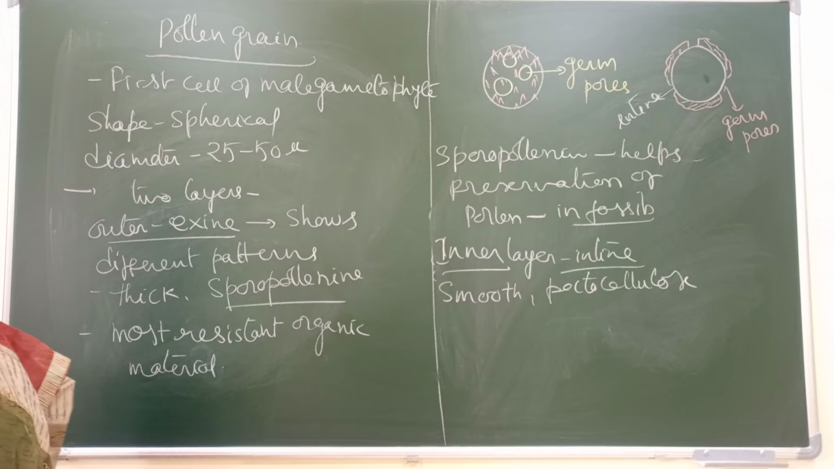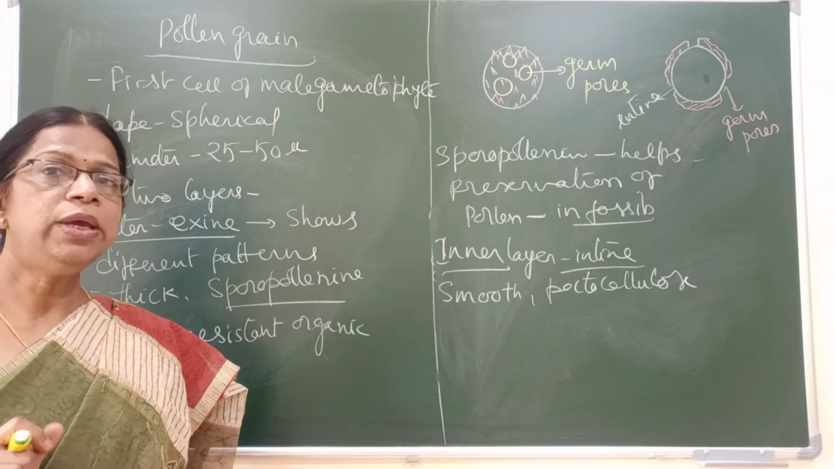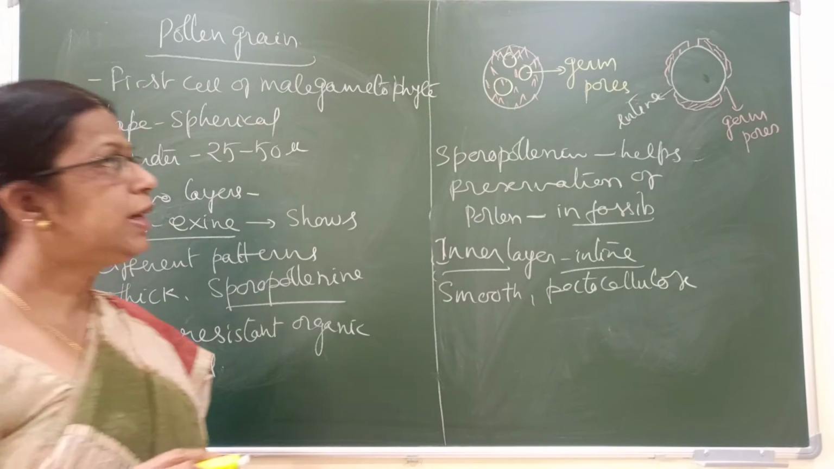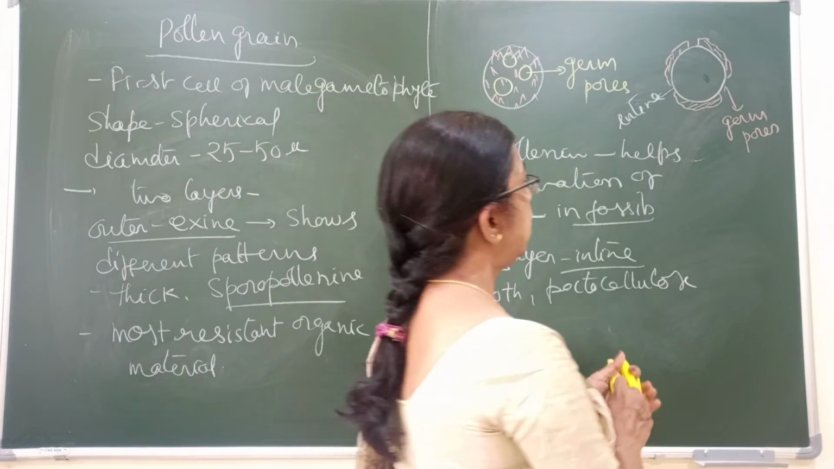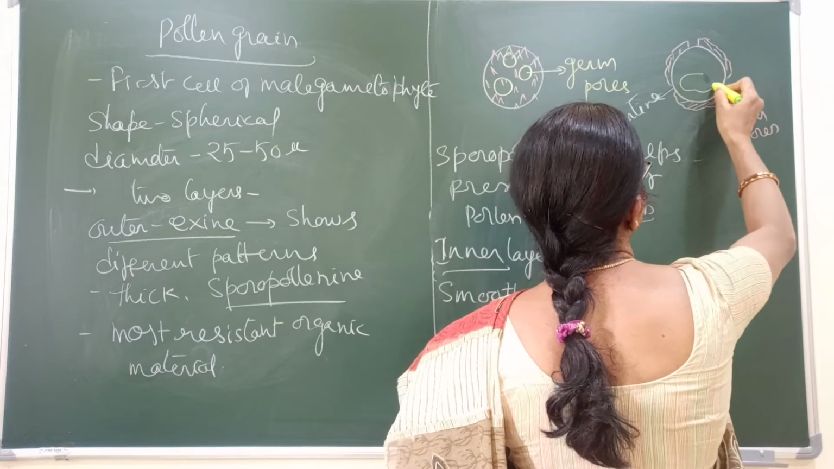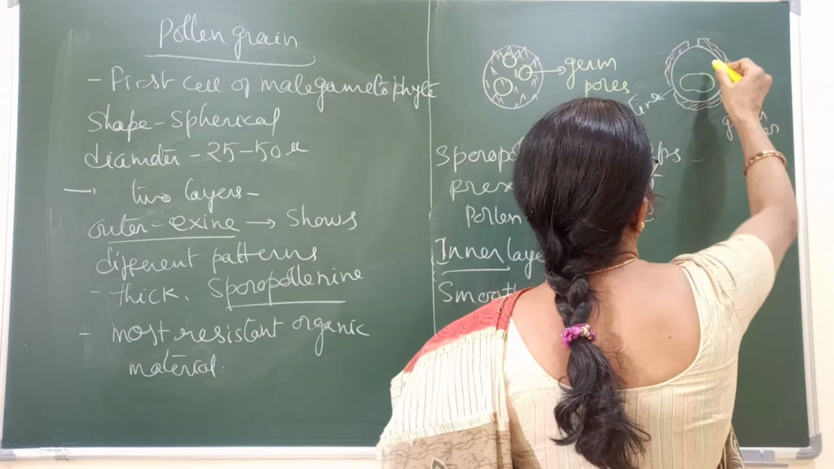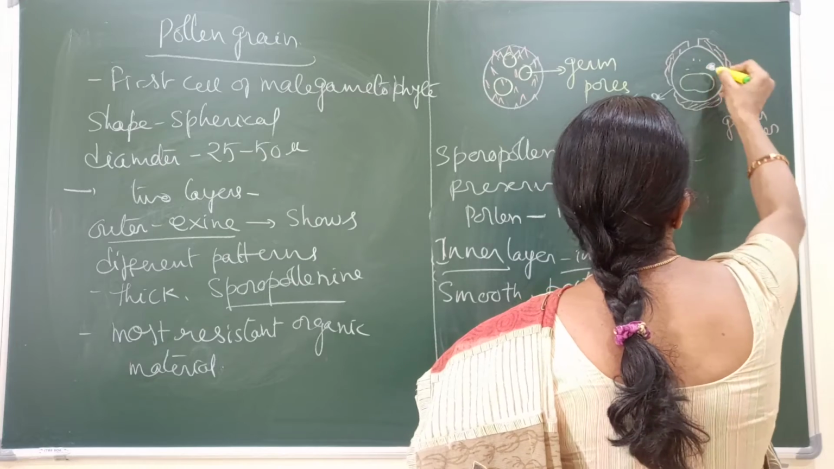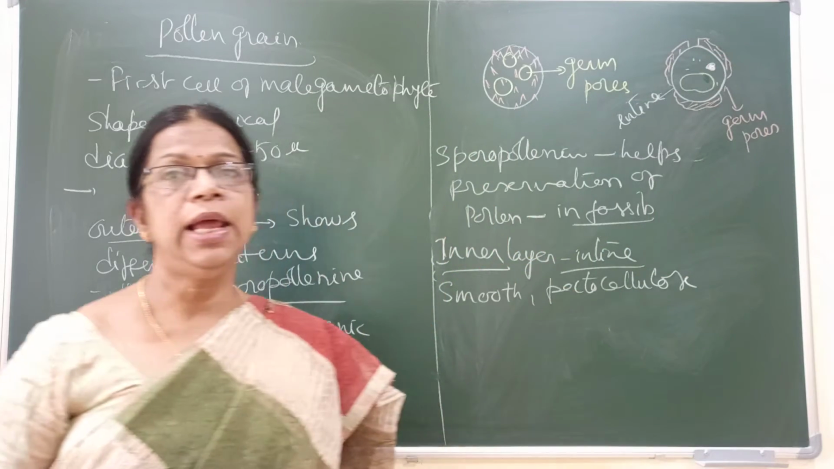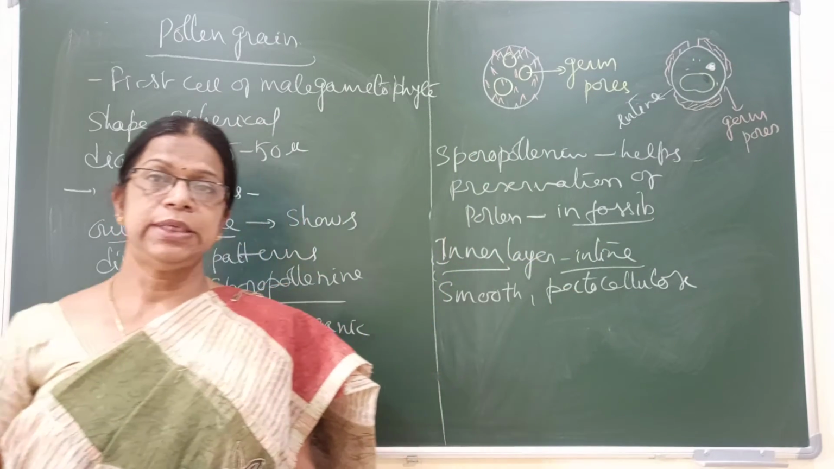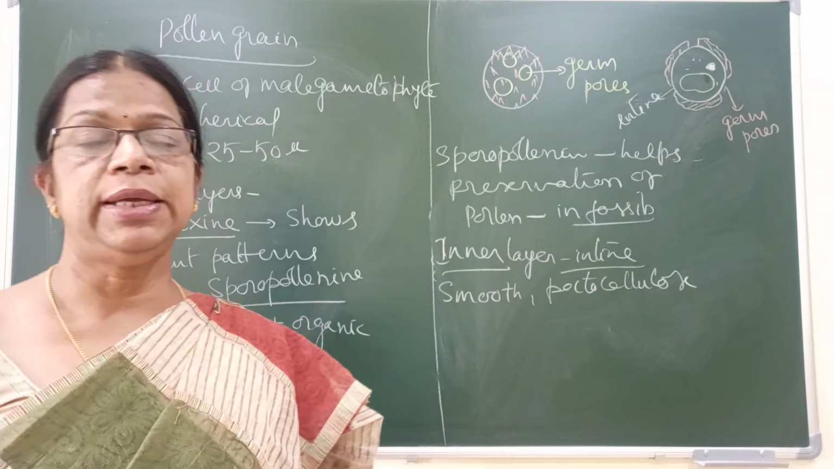After the intine, inside, a large vacuole will be present at the center, and a single haploid nucleus will be present. That is the structure of the pollen grain.